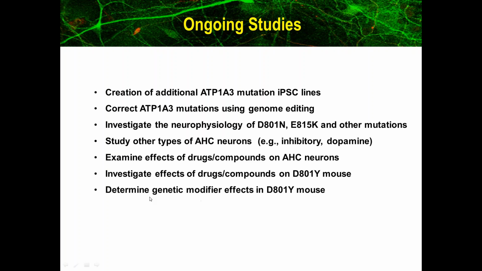And then lastly, we are positioning ourselves to be able to look for genetic effects in the mouse, because there may be other genes that impact the severity or can lessen the severity of AHC and dystonia and other features that are shown by this particular mouse model. And these other genes themselves might be drug targets. So we think that's a really important area of investigation.